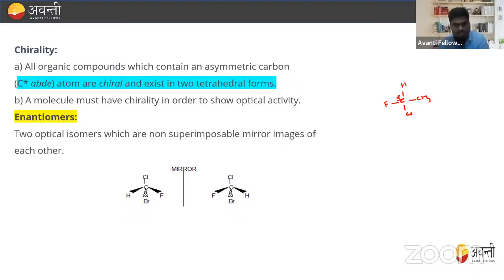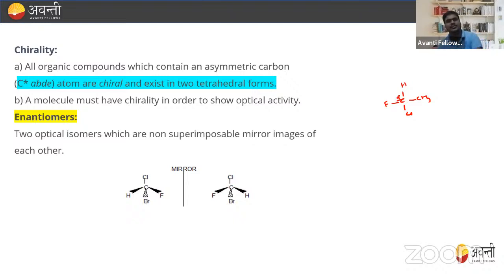First, a molecule must have chirality in order to show optical activity. So in order to show optical activity, a molecule must show chirality. This is a sufficient condition for the molecule to show optical isomerism, right? Chirality.